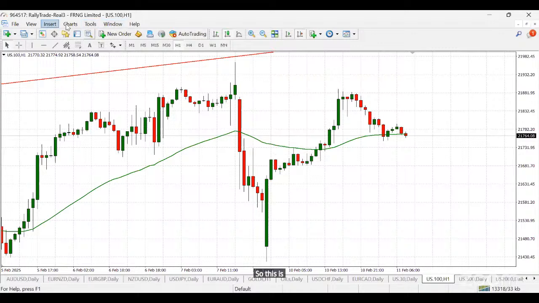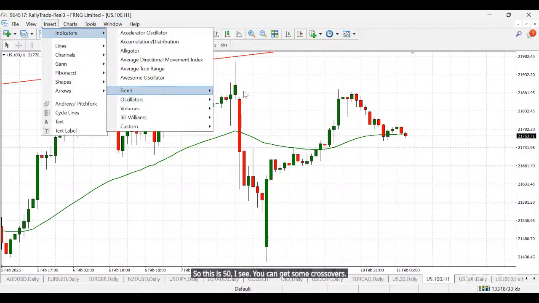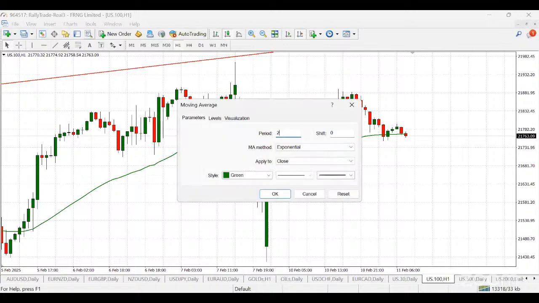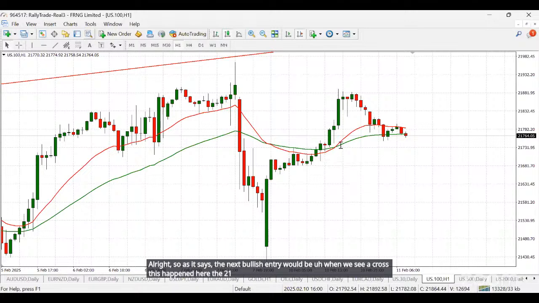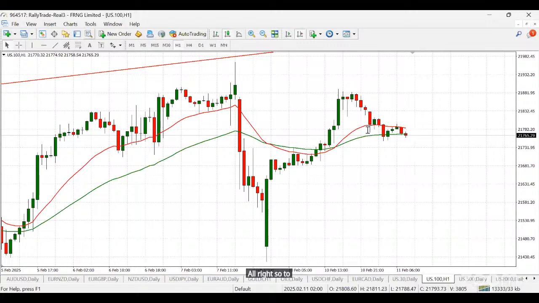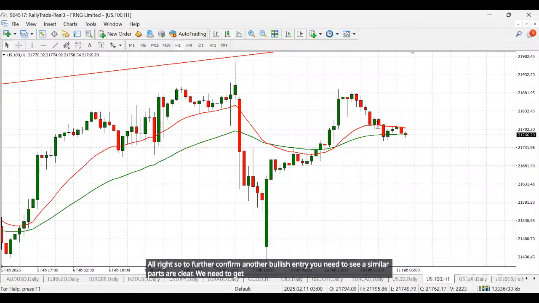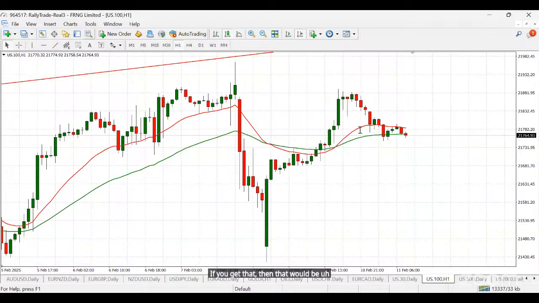So this is 50. Let's see. We can get some crossovers. All right. So as it is, the next bullish entry would be when we see a cross. This happened here. The 21 period moving average crossed above the 50 period moving average, and then we got some strength right there. All right. So to further confirm another bullish entry, we need to see a similar pattern play out. We need to get the next cross, the 21 period moving average crossing above the 50 period moving average. If we get that, then that would be bullish confirmation.